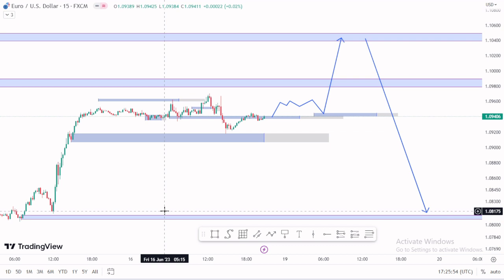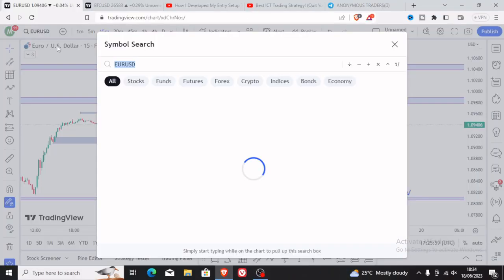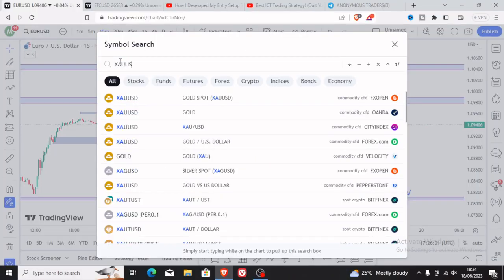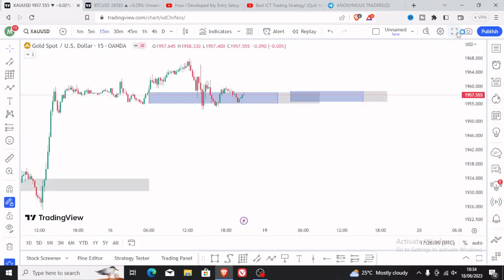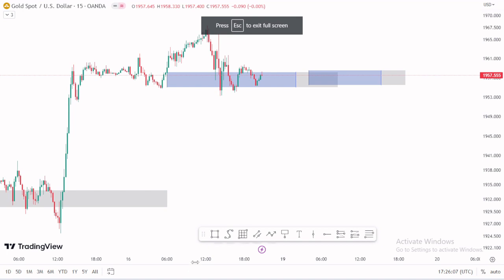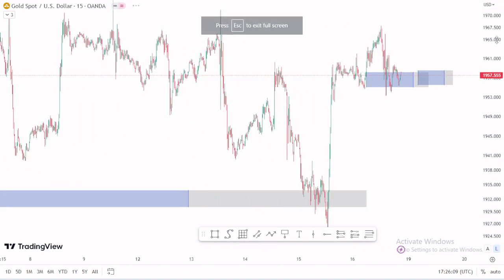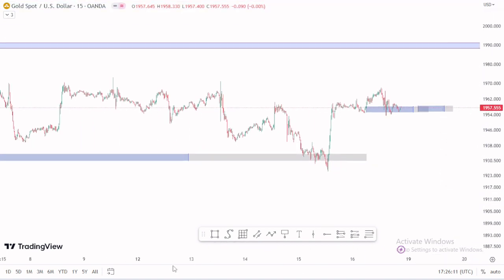Let's not waste a lot of time. Let's approach the gold. Let's approach XAU USD. XAU USD gold, not for the week. Okay, let's see what the XAU USD is currently doing.